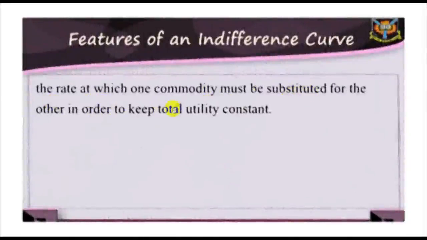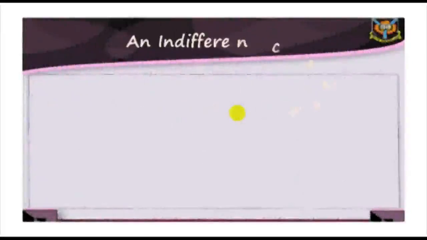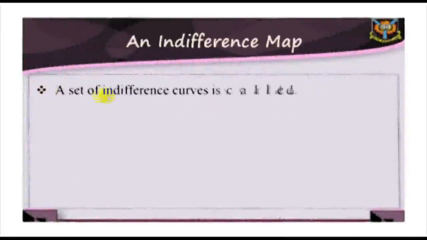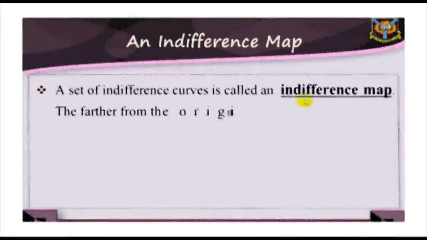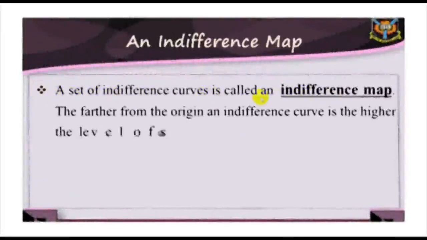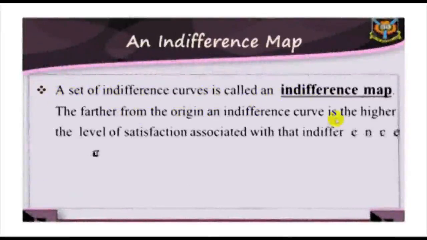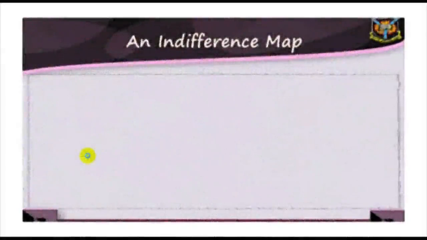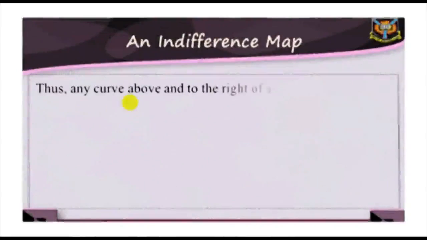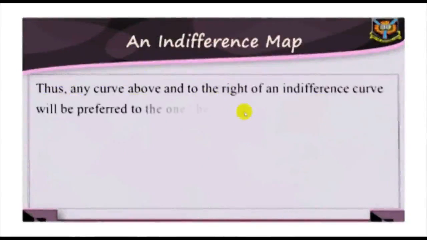Indifference map. It refers to a set of indifference curves. The farther from the origin an indifference curve is, the higher the level of satisfaction associated with that indifference curve. Thus, any curve above and to the right of an indifference curve will be preferred to the one below it. The budget line.